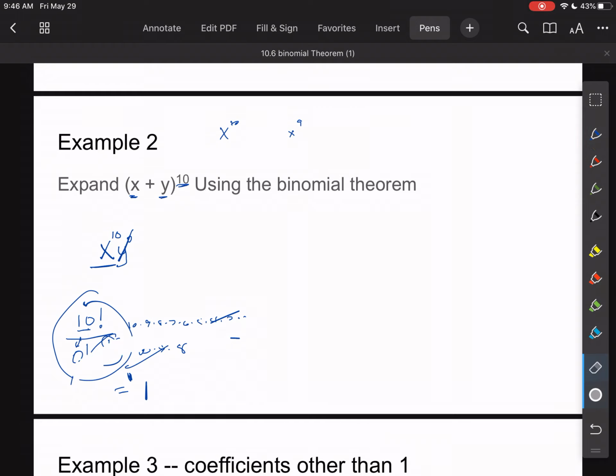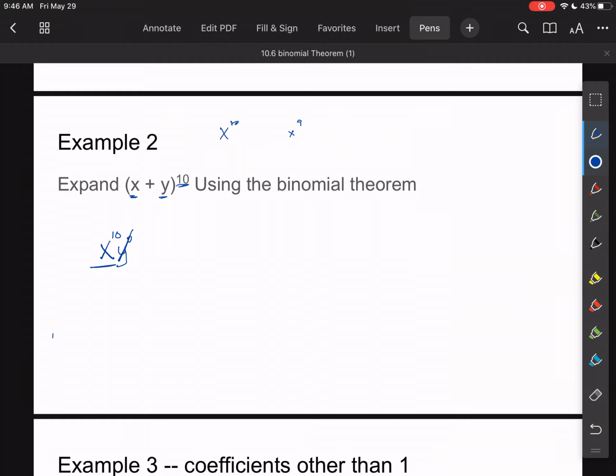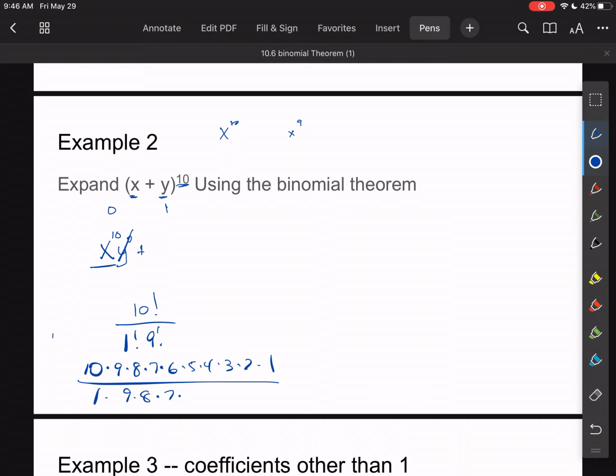Now I'm going to make some room here. I want you to show your work when you're doing this, and I know it's going to take a little bit of time and effort, but you only have a couple problems. To find my next one, it's going to be 10 factorial. This is round 0, and this is round 1. My k value is 1, so it's 1 factorial, and then 10 minus 1, which is 9 factorial. Notice 10, 9, 8, 7, 6, 5, 4, 3, 2, 1 over 1 times 9 times 8 times 7 times 6 times 5 times 4 times 3 times 2 times 1. These all cancel, and I'm left with 10 over 1, which is 10. So my coefficient is 10.